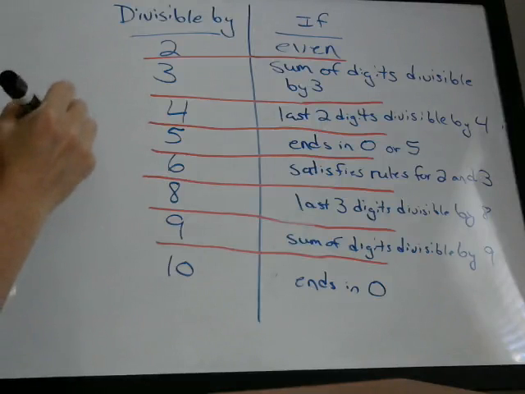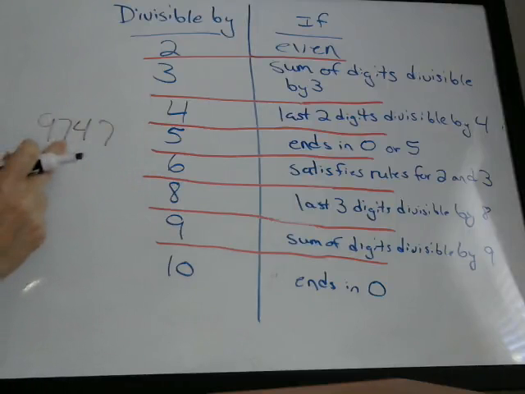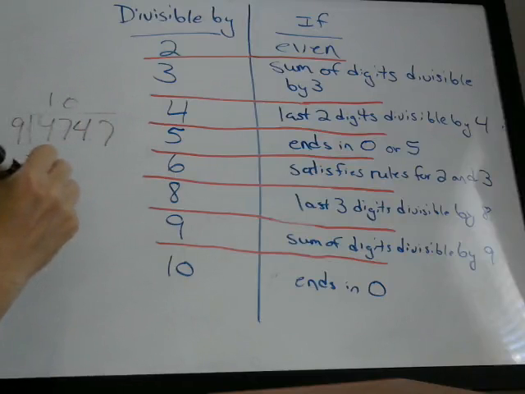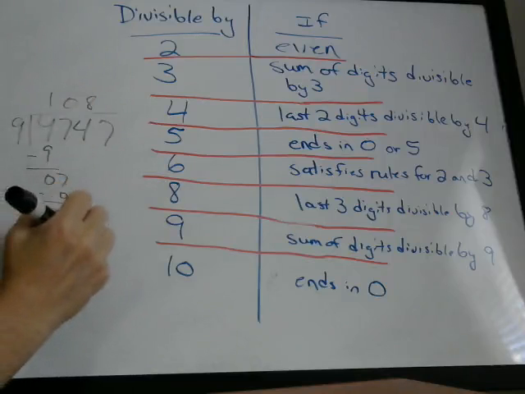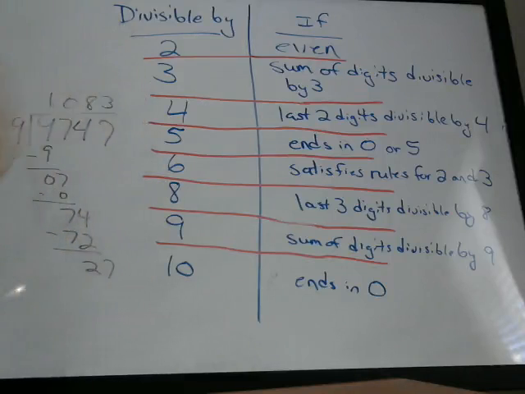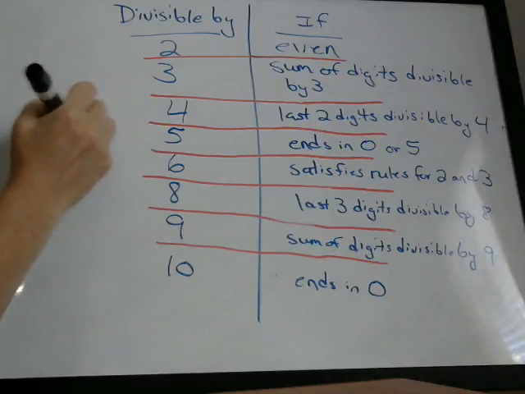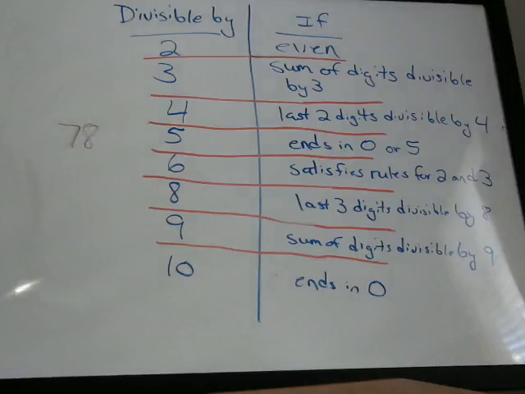If we do 9747 and we add the digits, 9 plus 7 is 16, plus 4 is 20, plus 7 is 27. Well, 9 does go evenly into 27, so 9 will go into this number. And if we do the math, we can see that the answer is 1083. If we look at a number like 78 and we add up the two digits, 15, well, 15 is not divisible by 9, so we know that 9 does not evenly go into 78.